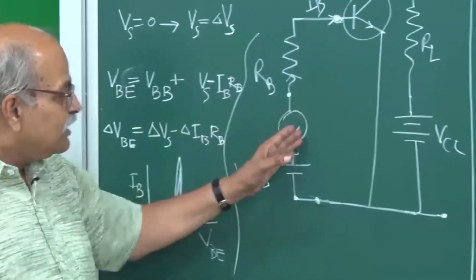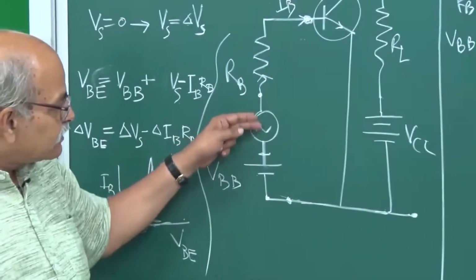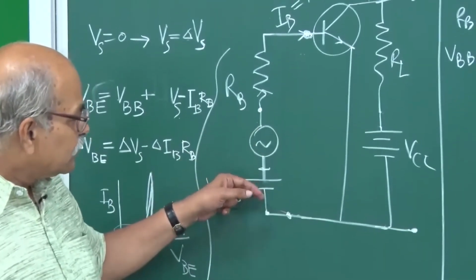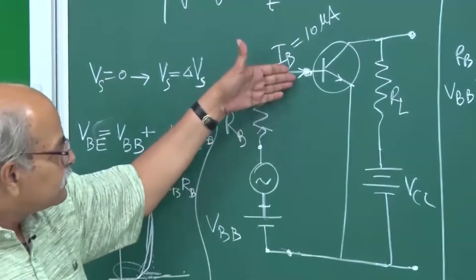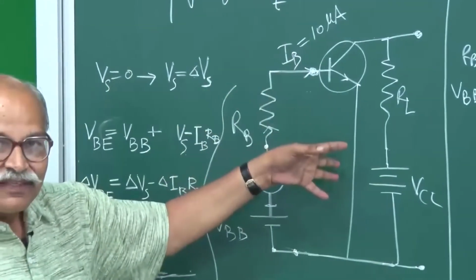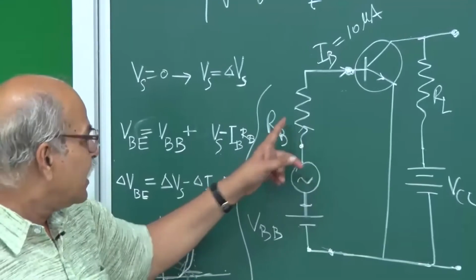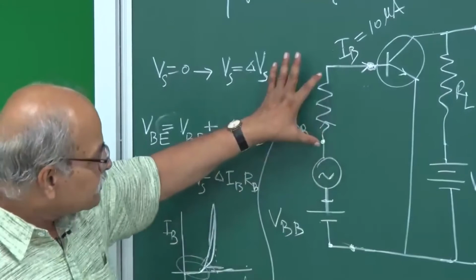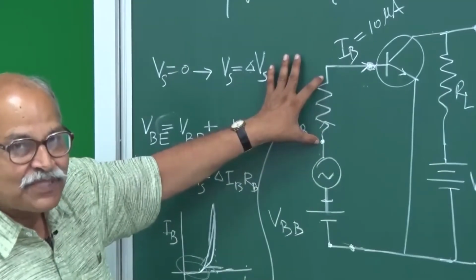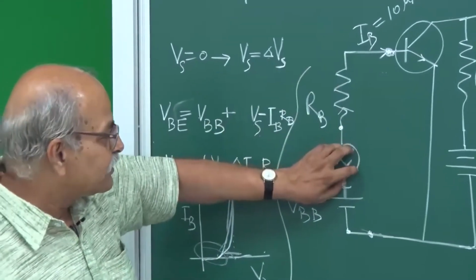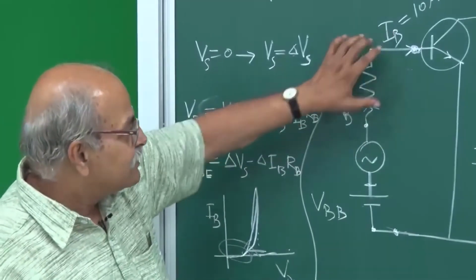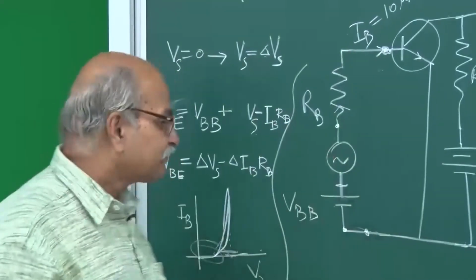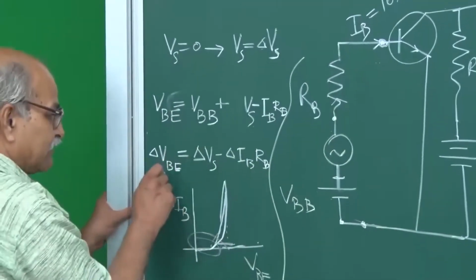But how can that be? If I am putting a signal here, let us say of 0.5 volts, and this is let us say 3 volts, is it not 3.5 volts? How can this VBE remain the same? That is because of this current here. The current changes, this drop changes. VBE almost remains the same. Whatever change you bring here, correspondingly the current changes, this drop also changes to keep this VBE almost the same.